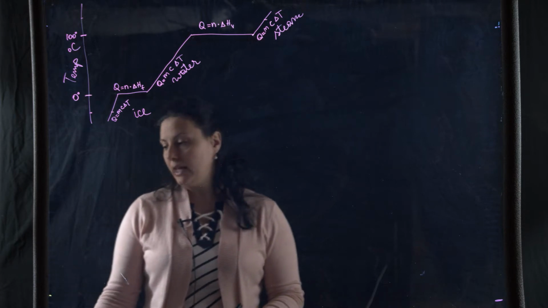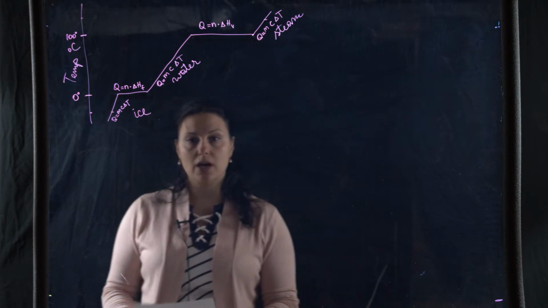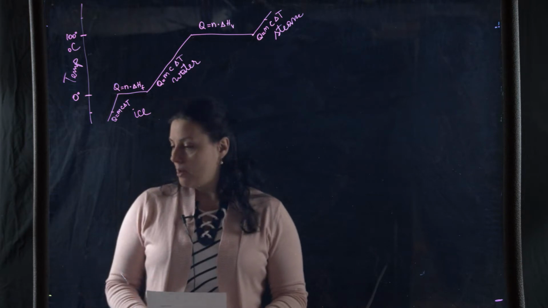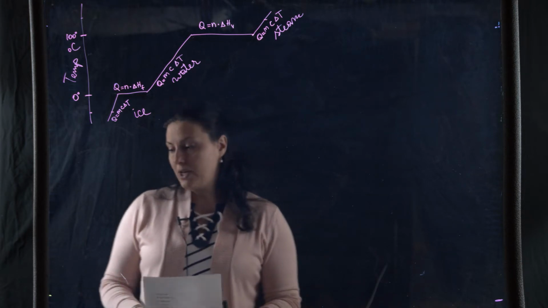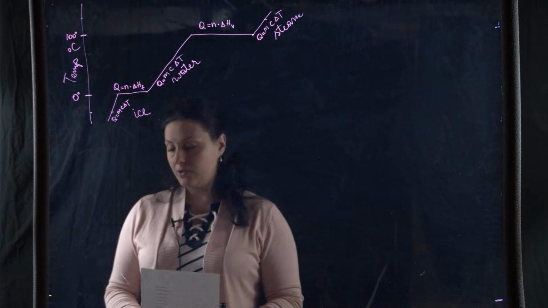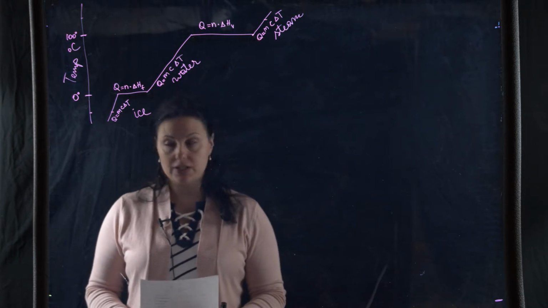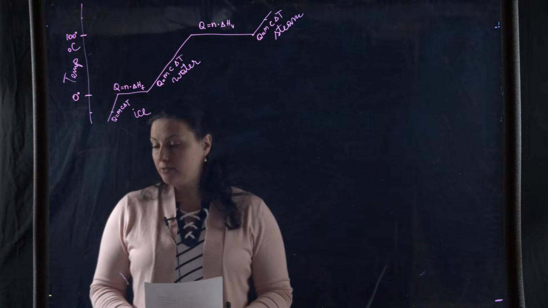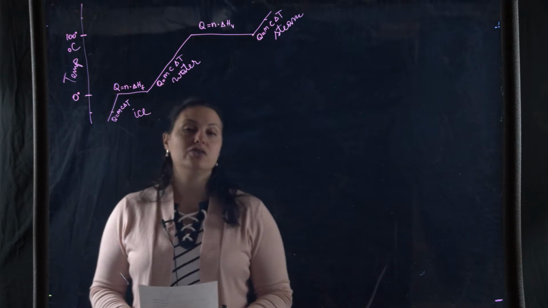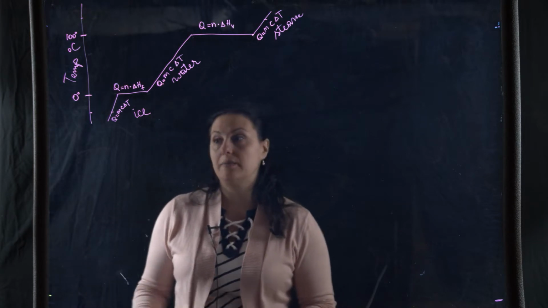Okay, let's continue with the problems on the last slide. Problem 1. How much energy is given off when 23 grams of steam at 115 degrees Celsius is converted into ice at -2 degrees Celsius?